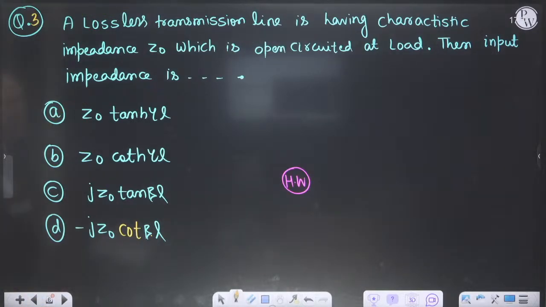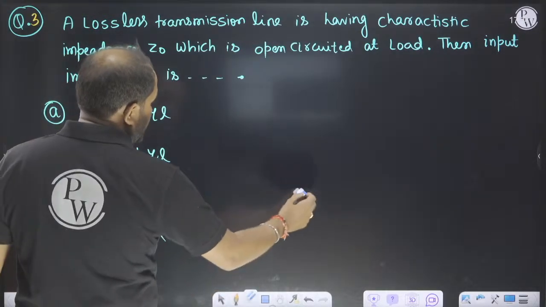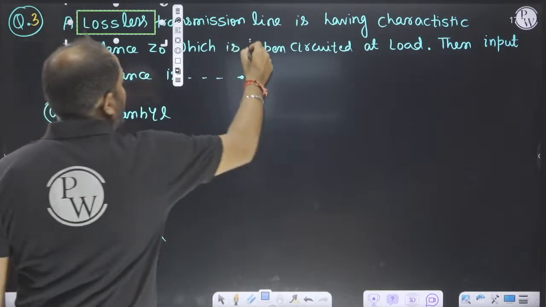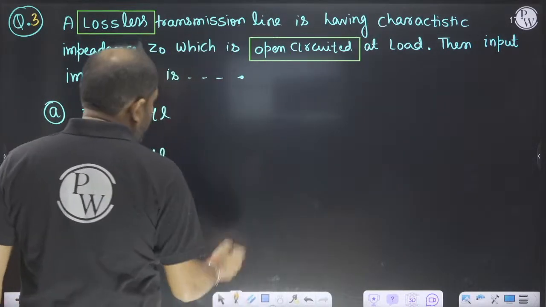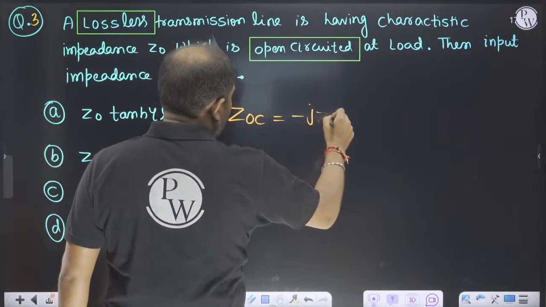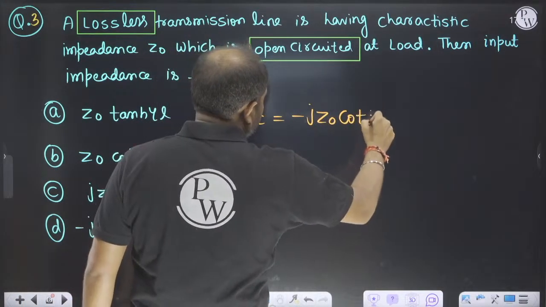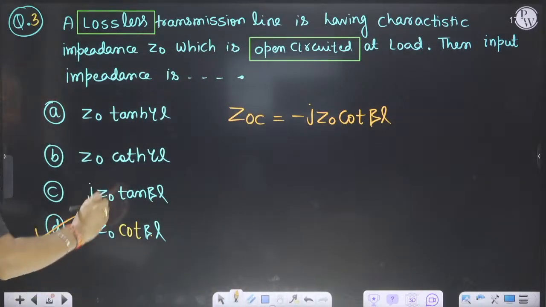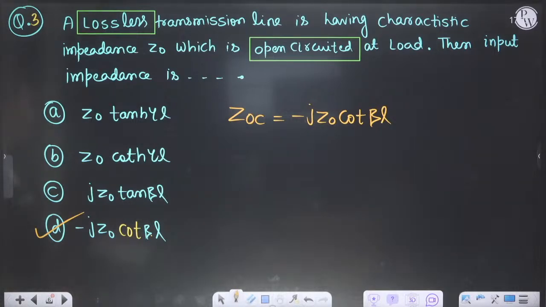Then we have a lossless transmission line with open circuit. For a lossless transmission line open circuit, we have studied earlier, it is jZ0 cot(beta L). So our answer will be D. jZ0 cot(beta L) for a lossless transmission line.